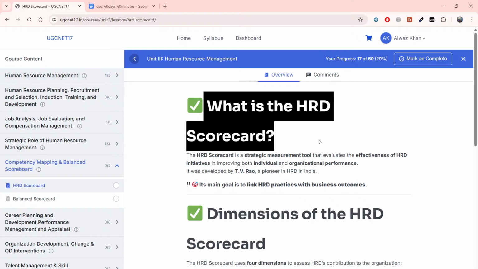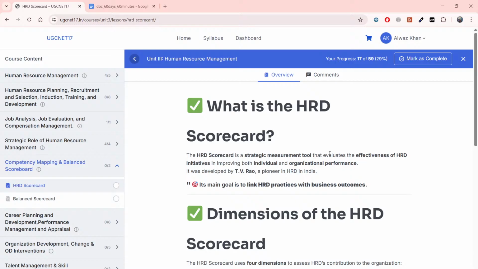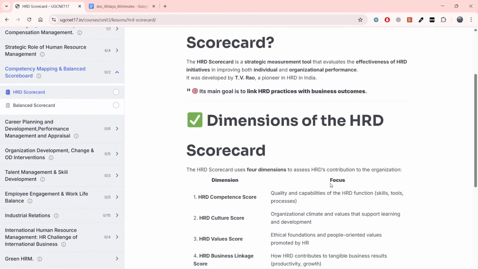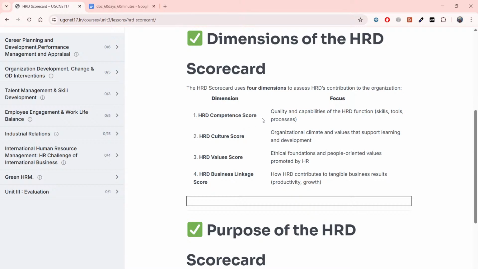What is the HRD scorecard? The HRD scorecard is a strategic measurement tool that evaluates the effectiveness of HRD, human resource development, initiatives in improving both individual and organization process. It was developed by T.V. Rao, a pioneer of HRD in India. Its main goal is to link human resource development practices with business outcomes. Dimensions of the HRD scorecard: HRD competence score, HRD culture score, HRD values score, and business linkage score. So four dimensions we have.